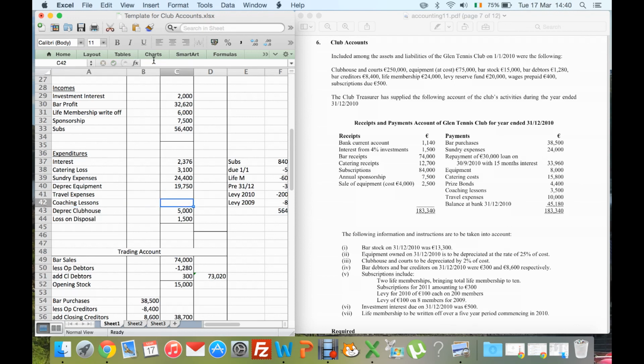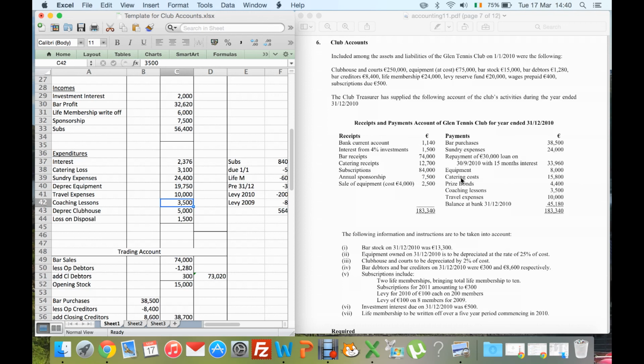So the coaching lessons was 3.5, and the travel expenses was 10 grand. Now, I've dealt with equipment, everything else.